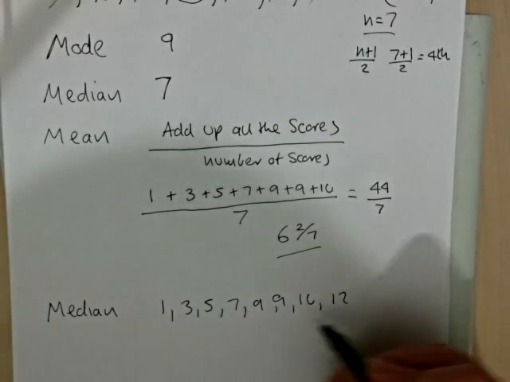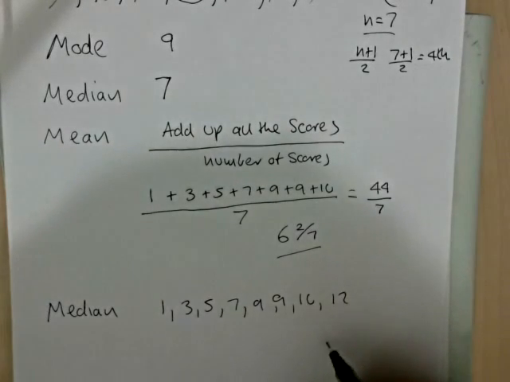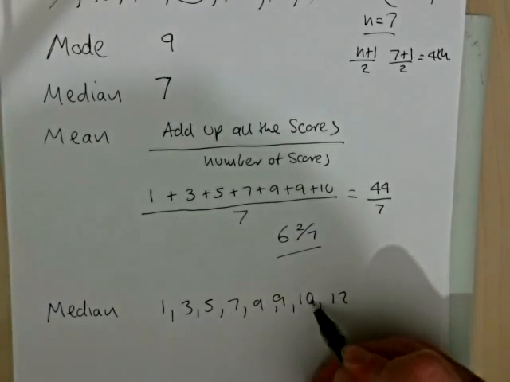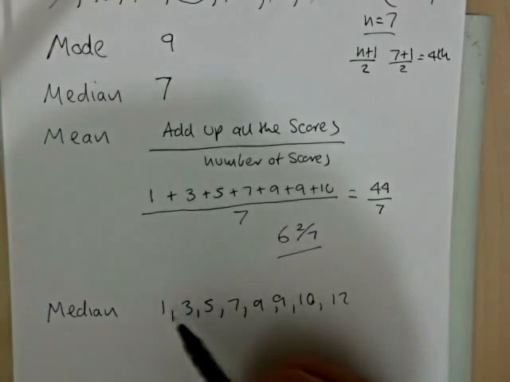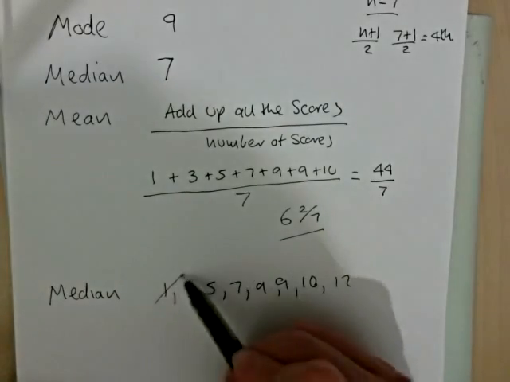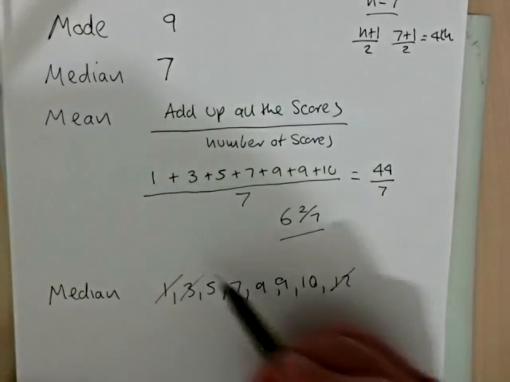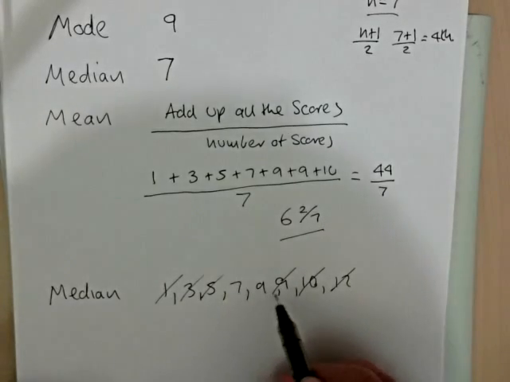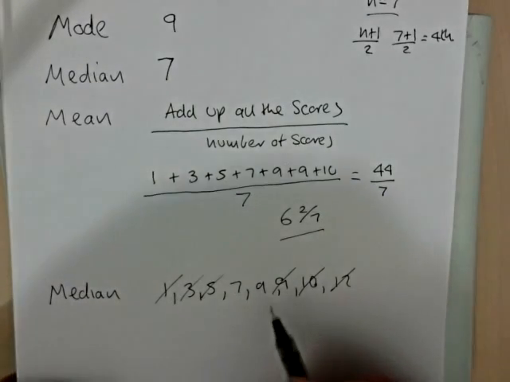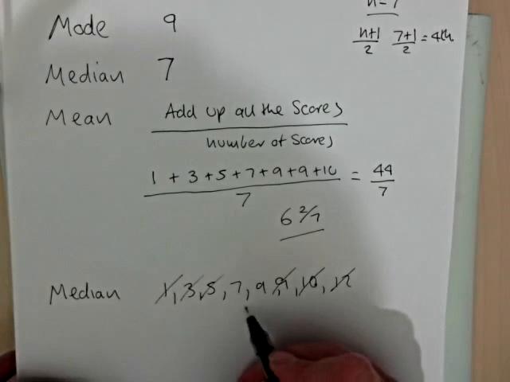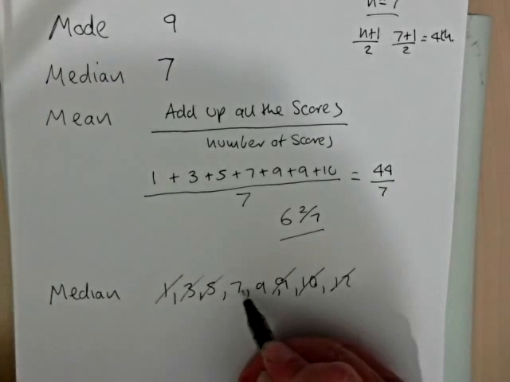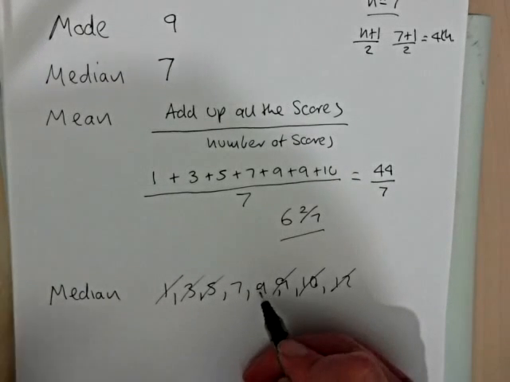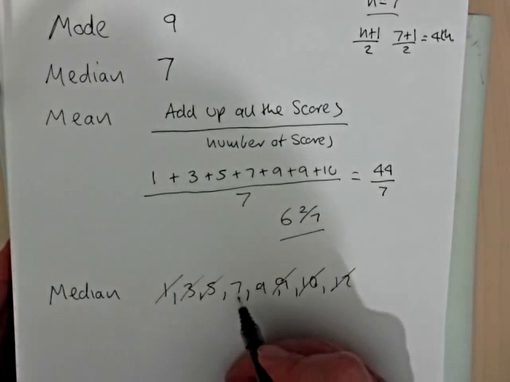Now with these, if we crossed off, we'd actually cross them all out because there isn't a middle number. But there is a middle pair. And again, there's 2 ways of finding that middle pair. If we cross off 1 and 12, 3 and 10, 5 and 9, then eventually we get a middle pair. So our middle pair is 7 and 9. Now we need to find the halfway point between 7 and 9. That will be the value of the median.